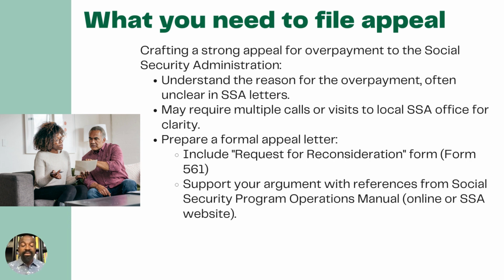But the first thing is that you need to understand why this happened, and the best way to do that is to visit a local Social Security office, or call them and get an understanding of how this happened. And then you need to fill out a form called Form 561, which is a request for reconsideration.